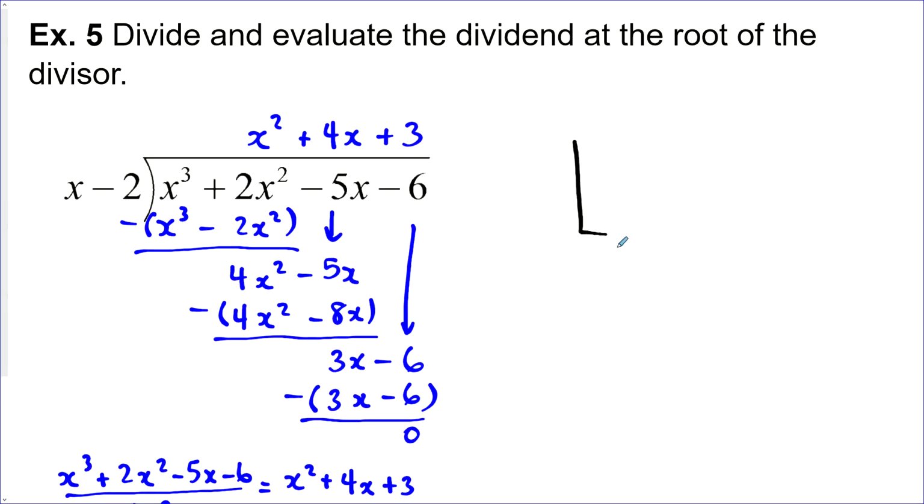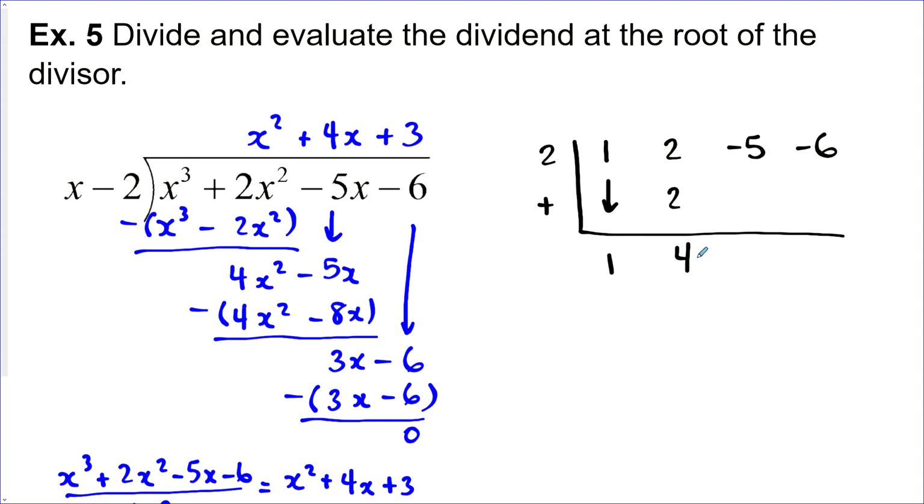Let's build our upside down division sign. 1, 2, -5, -6. We put the root of this divisor. That would be 2. Put a plus sign here. Now we're ready to go. Bring down the 1, multiply these two, and add these two. Multiply these two, and add these two. And multiply these two, and then add these up, and interpret the answer. x squared plus 4x plus 3, and that's what we got before.